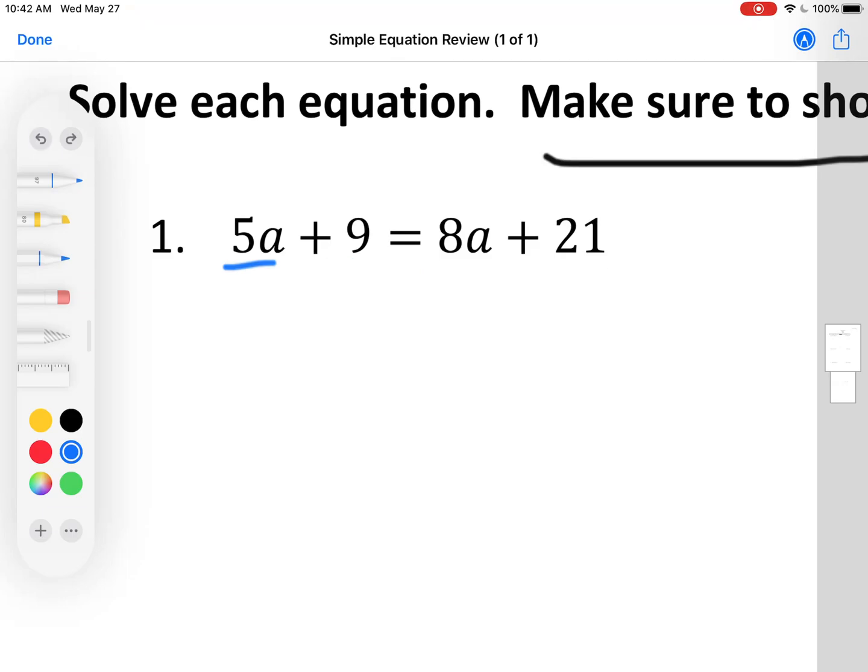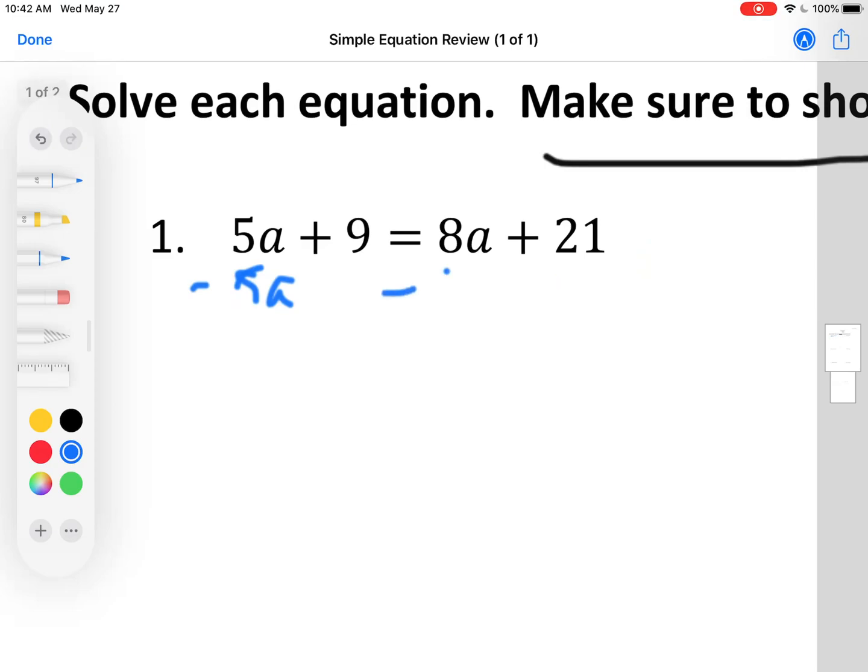I'm going to choose to get rid of the smaller variable term, so I'm going to get rid of 5a first. To get rid of a term, you have to subtract it. Negative 5a. Whatever you do to one side, you do to the other. I can put negative 5a under here, but a and 21 are different types of terms. They are not going to combine. That would be wrong. So I have to not put it there.